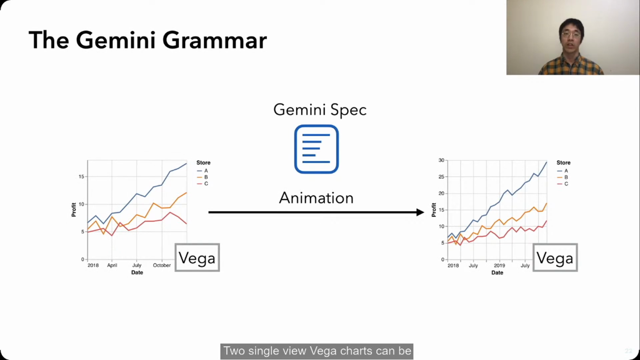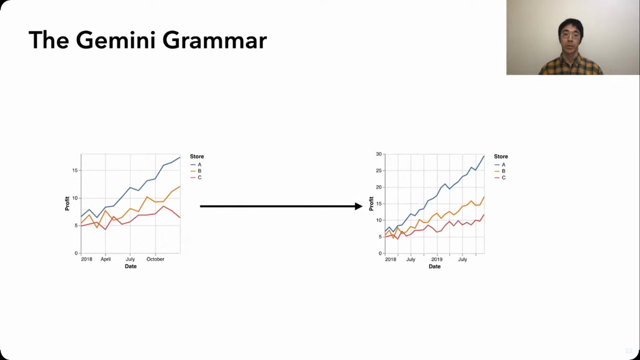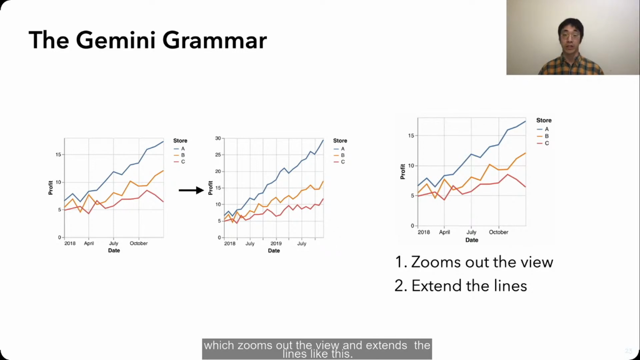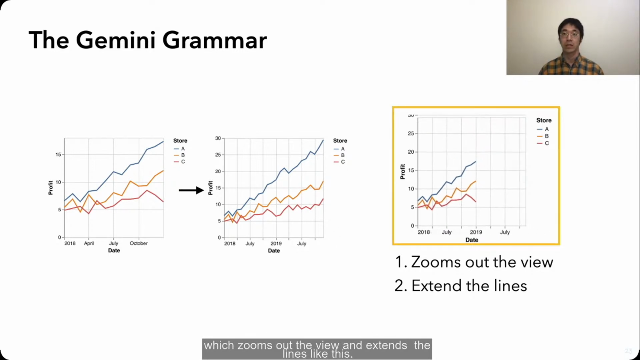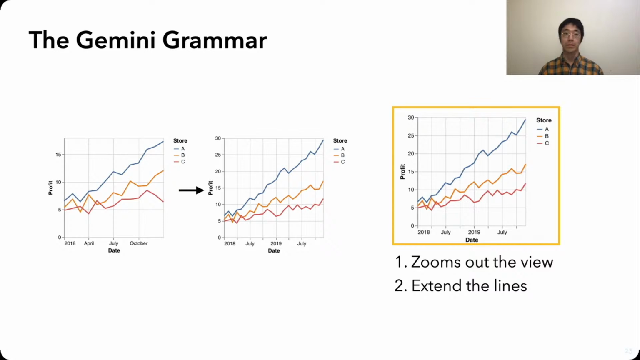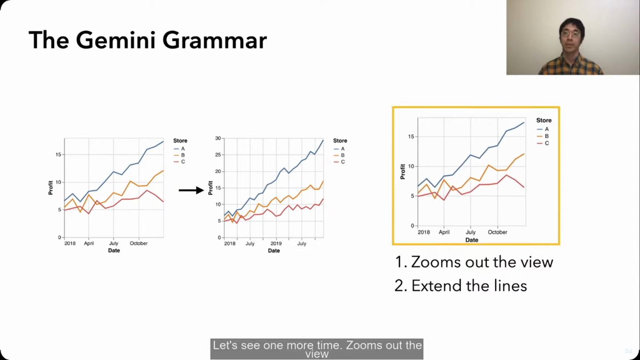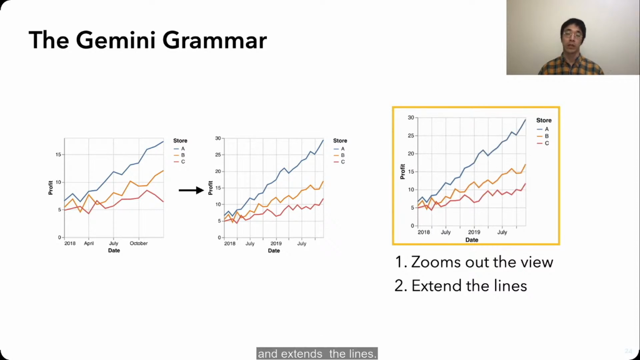Two single-view Vega charts can be animated by specifying a spec in the Gemini grammar. Let me briefly demonstrate the Gemini grammar through this example, which zooms out the view and extends the lines like this. Let's see one more time. Zooms out the view and extends the lines.